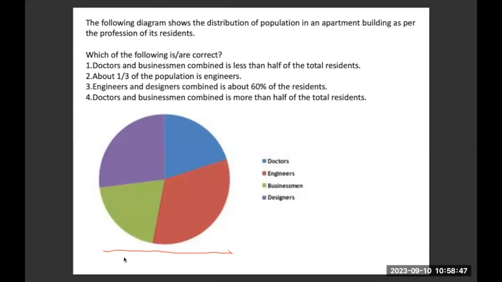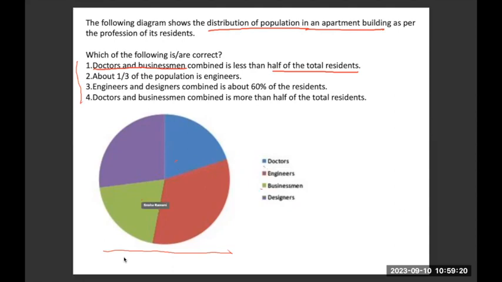Simple. Don't decode everything. You're given a diagram which shows distribution of population in an apartment building. You have to find which of the statements are correct. Doctors are blue, engineers are red, businessmen are green, and designers are purple. First statement reads, doctors and businessmen combined is less than half the total residents. Doctors and businessmen, blue and green.